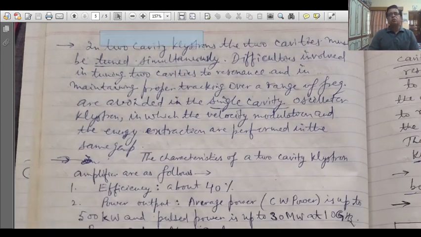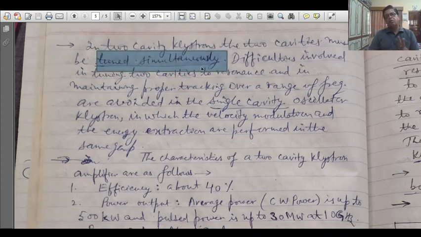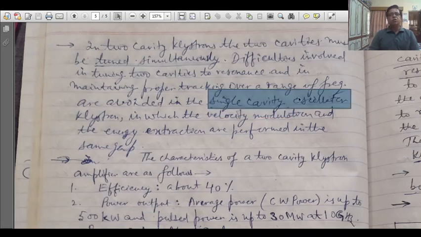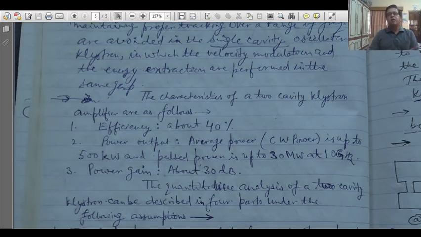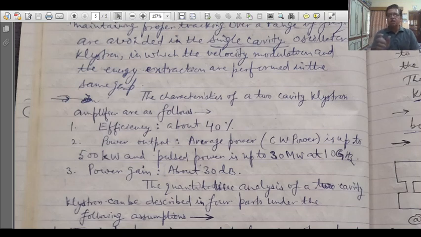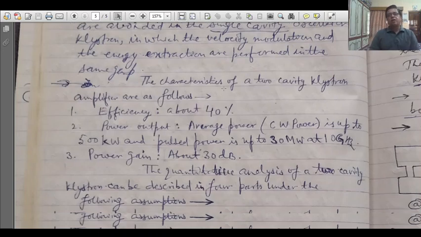In two cavity klystrons, both cavities must be tuned simultaneously. The difficulties involved in tuning two cavities to resonance and in maintaining proper tracking over a range of frequencies are avoided in the single cavity oscillator, a klystron in which velocity modulation and energy extraction are performed in the same gap.